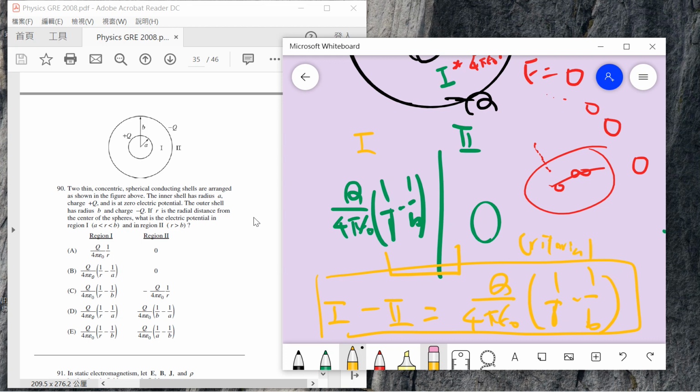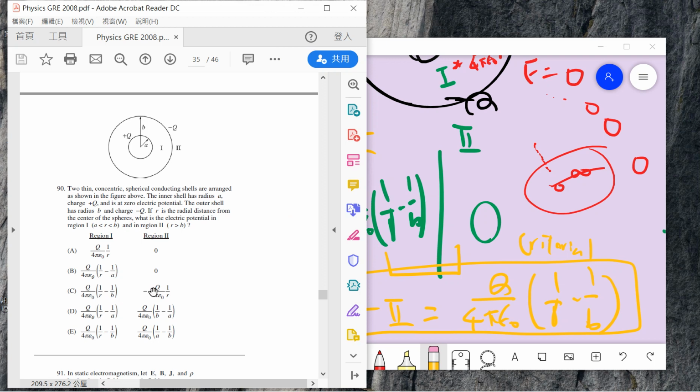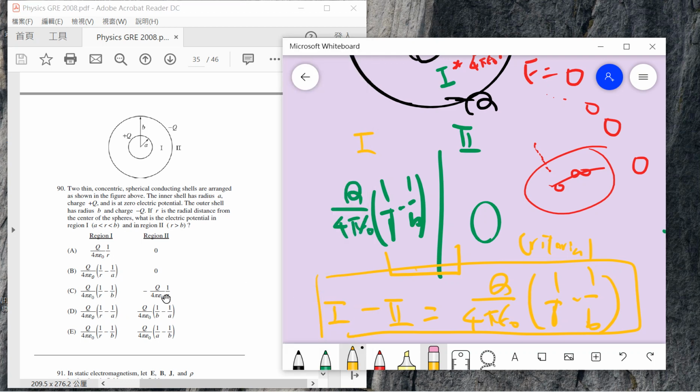So we can check the first choice. Region 1 minus region 2 is not this. Region 1 minus region 2 is 1 over r minus 1 over a, which is not this. And then this one minus this one is not this, because 1 over r can become 2 over r. But the d is important, right? 1 over r minus 1 over a minus 1 over b plus 1 over a. So choice D, region 1 minus region 2, is the same as this. So this tells us the answer is D.